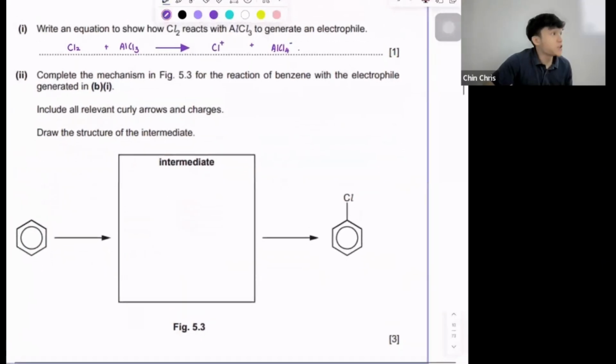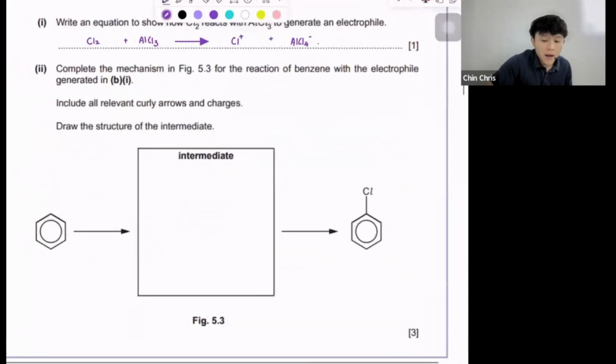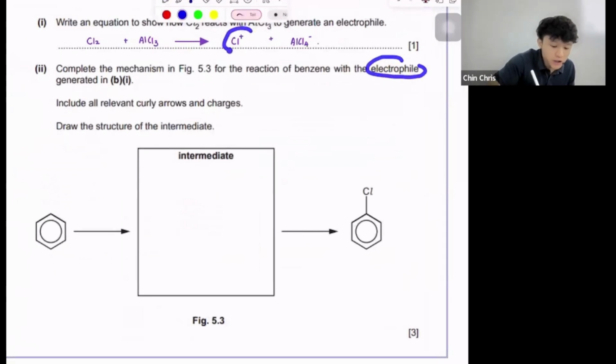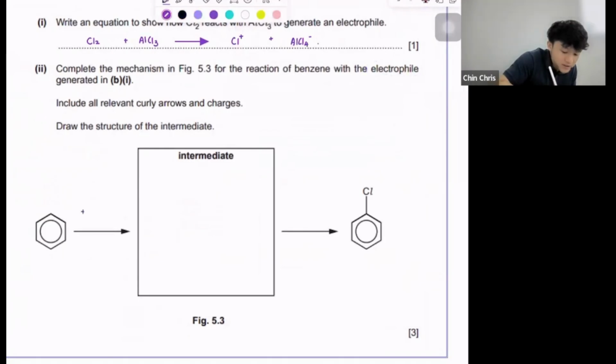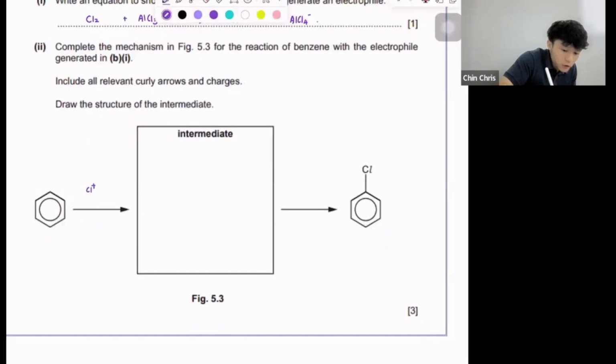Okay, it's in your notes, page 8. Okay guys, now the benzene reacts with the electrophile generated. You have to draw your Cl plus here. Do you draw your Cl plus? Do you draw your arrow going here? Yes or no?